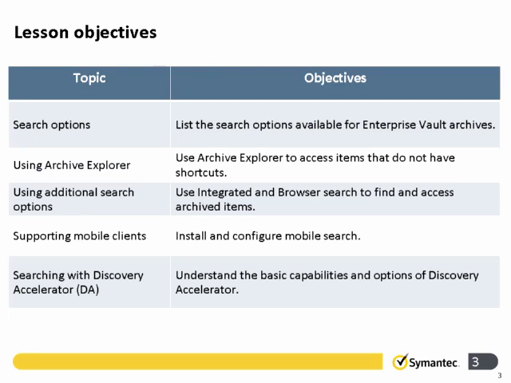Well, now we've gotten to the lesson where we're going to go through and look at a variety of different tools that are available to us in order to perform those search types of actions. We'll start off with the general search options that are available to us, show you some of the different screenshots of what they look like, and then we'll go in and start looking at individual specific search tools, including the Archive Explorer, integrated search, browser search, also looking at the mobile search client, and then we'll also look at the add-on to Enterprise Vault, Discovery Accelerator.